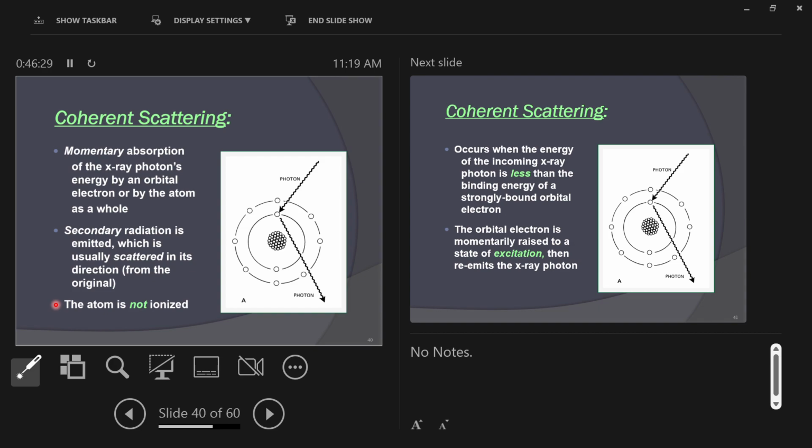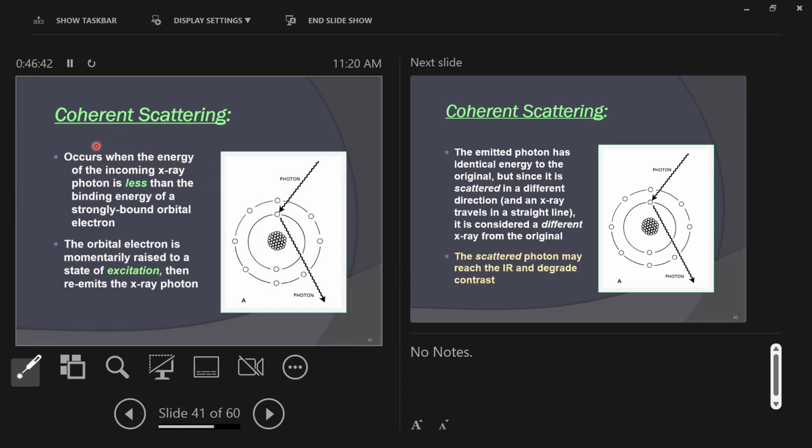The way that the atom is not ionized is because the incoming photon's energy has to be less than the binding energy for the electron. Here it is. Occurs when the energy of the incoming X-ray photon is less than the binding energy of a strongly bound orbiting electron. Do you think this interaction is more likely to occur in the inner shell of an atom or the outer shells?